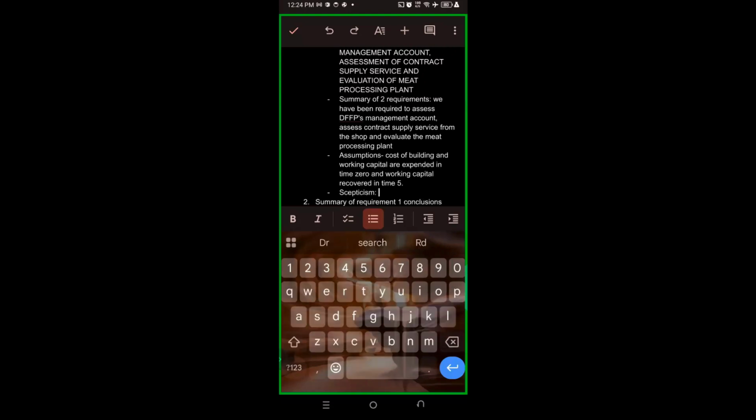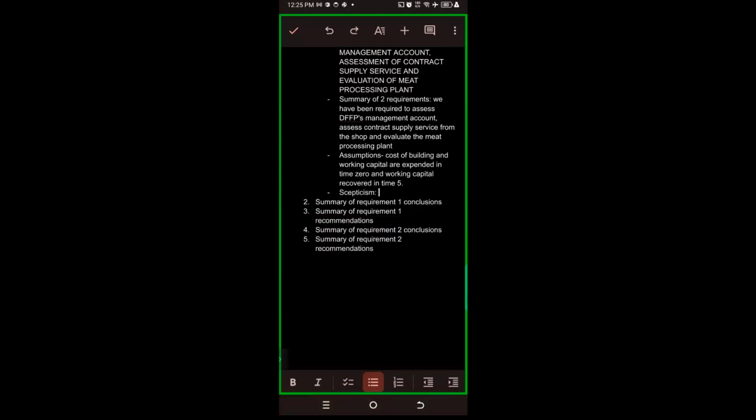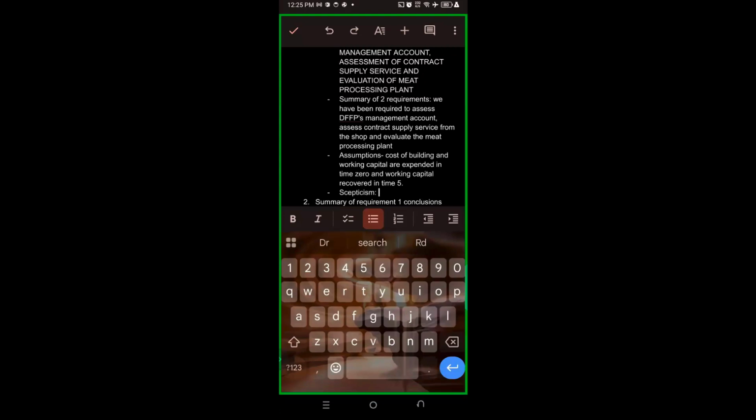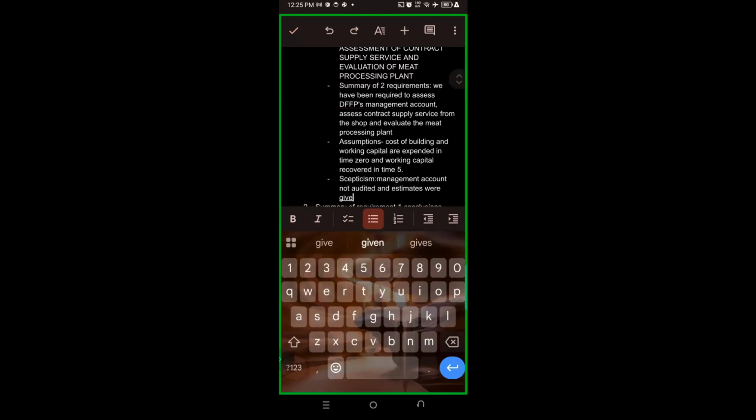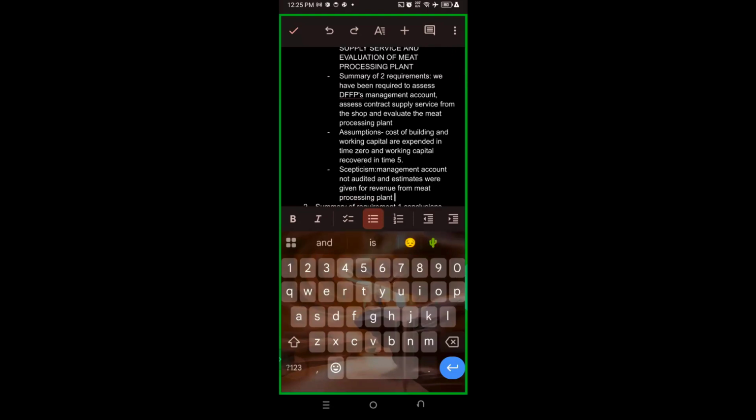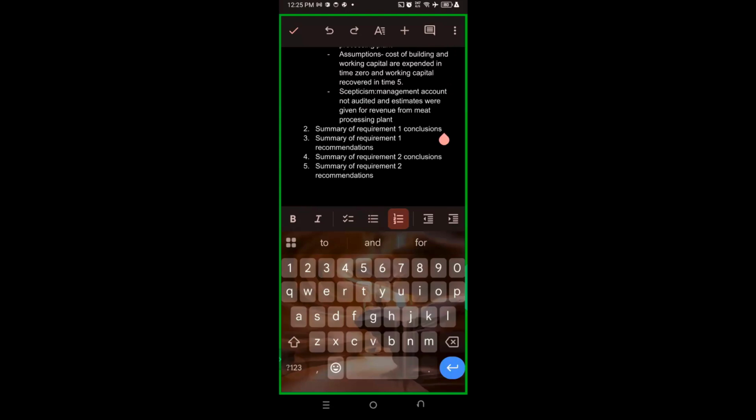So skepticism. Remember we had our skepticism: management accounts not audited, and estimates were given for revenue from the meat processing plant.